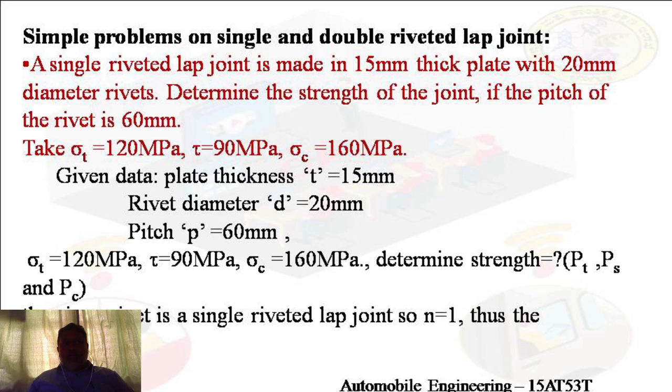A lap joint is provided in this problem. The plate used here is 15 mm thick, which means t is 15 mm. The diameter of the rivet is given, that is d is equal to 20 mm, and the pitch is also given. If the pitch of the rivet is 60 mm, determine the strength of the joint.